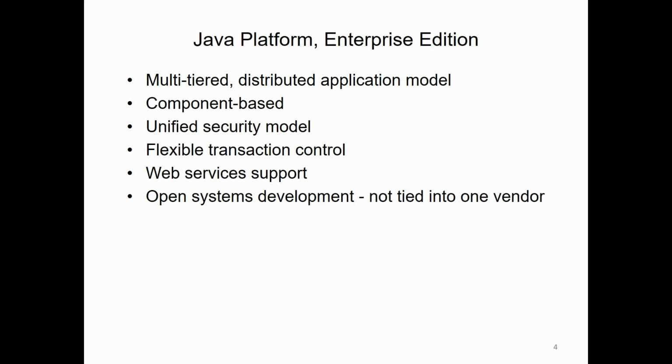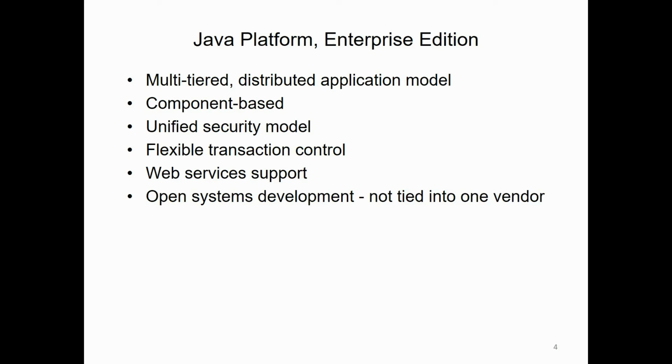The Enterprise Edition version of Java also provides a unified security model, as well as flexible transactional control, which means that we are able, within our application, to define a transaction that must consist of many operations, but those operations will be considered atomic. Therefore, all of them occur or none of them do. And if an error occurs in any one of those operations, we can roll back the transaction so that the entire system is exactly as it was before we started the set of operations.